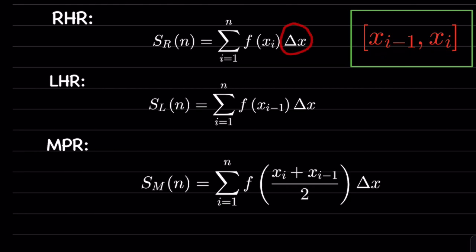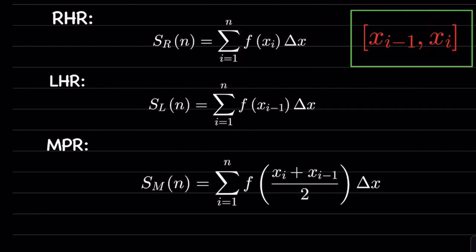Remember, the delta x is the base of those rectangles that are all equal. So you multiply delta x by the value of the function on the right-hand side, and this gives you the area of the ith rectangle that you're constructing. So what you see here is the area formula for the ith rectangle. One side is delta x, the other side is the value of the function on the right-hand side of this interval.